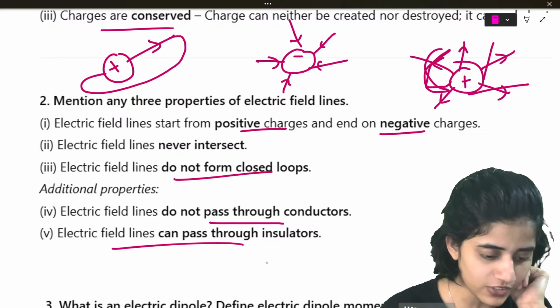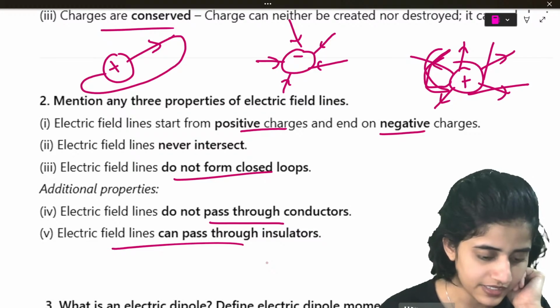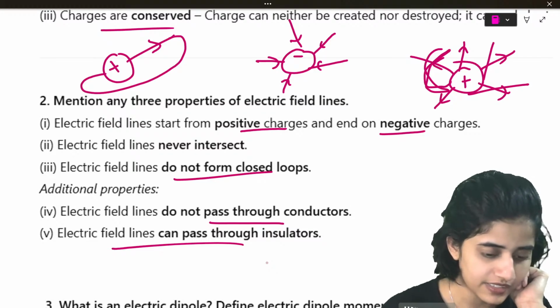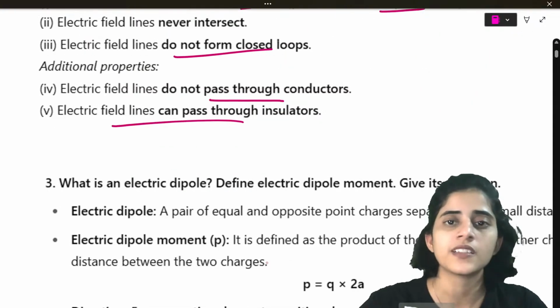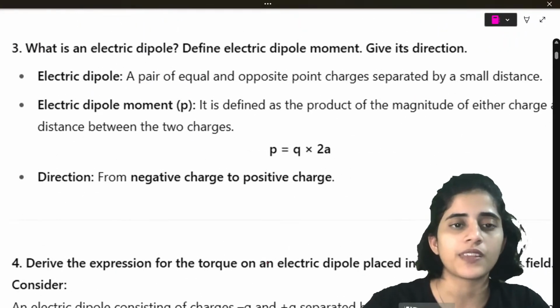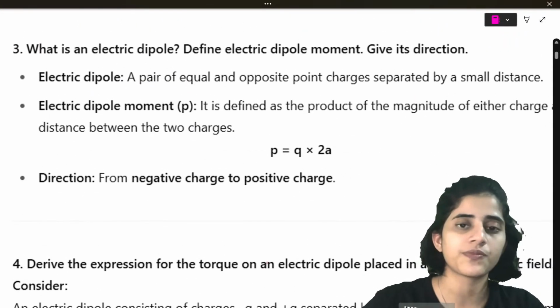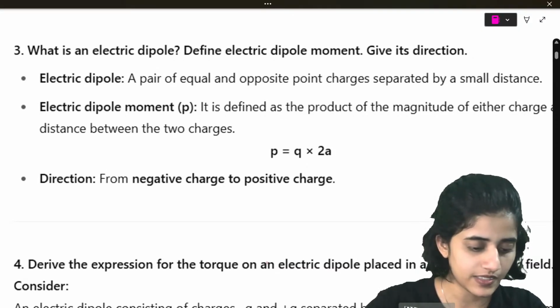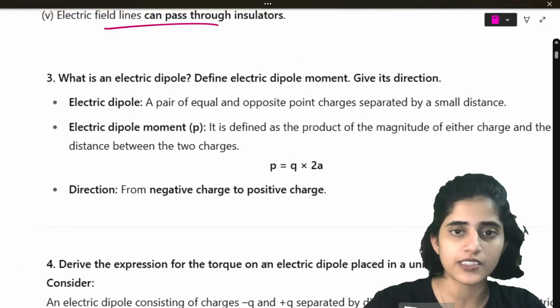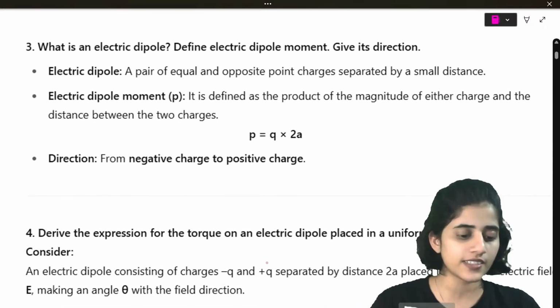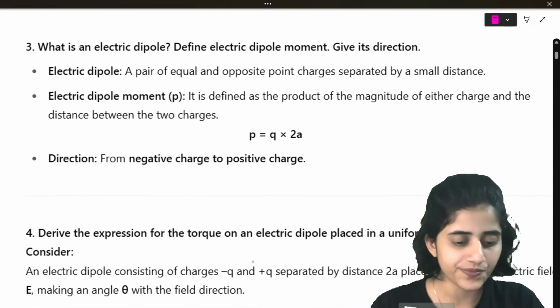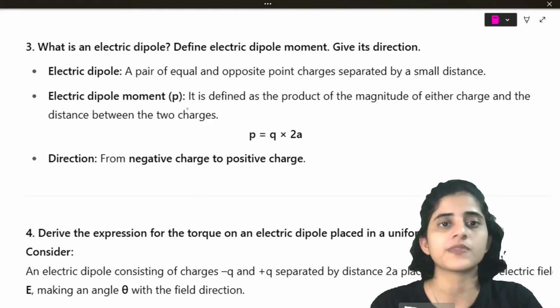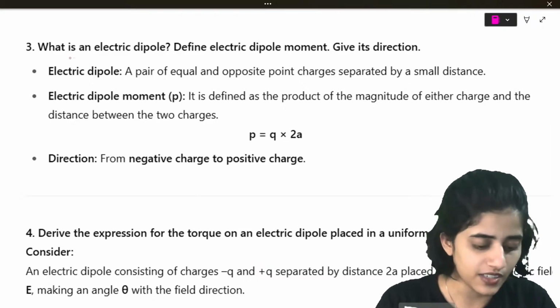I think I've addressed all the doubts. Okay. Next question. Malu VR, did you understand where the notes are sent? Yeah. Next question.